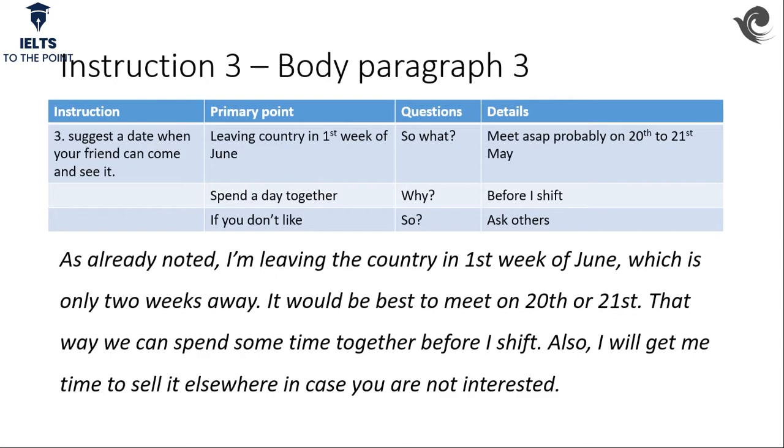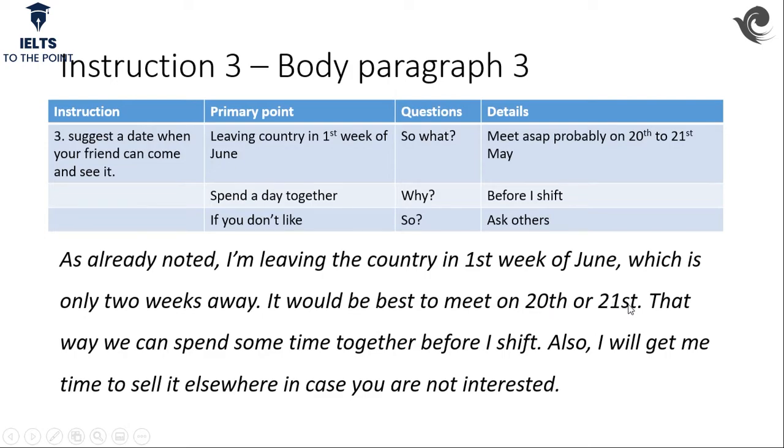Now coming to the third body paragraph, suggest a date when your friend can come and see it. So you can say leaving the country in first week of June. So what? Meet ASAP, or meet as soon as possible. You can say, as already noted, I am leaving the country in first week of June. If you remember, you have already talked about it in the first body paragraph, which is only 2 weeks away. It would be best to meet on 20th or 21st.